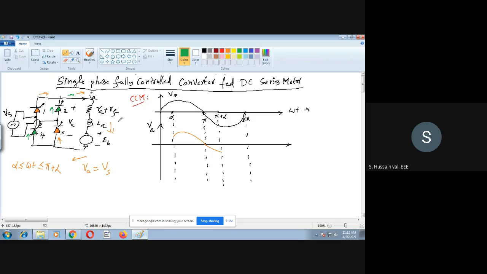Once again, the current flows in the same direction. In this case, from pi plus alpha less than or equal to omega t less than or equal to 2 pi plus alpha, Va is equal to minus Vs. So you will find that the output voltage will be something like this.